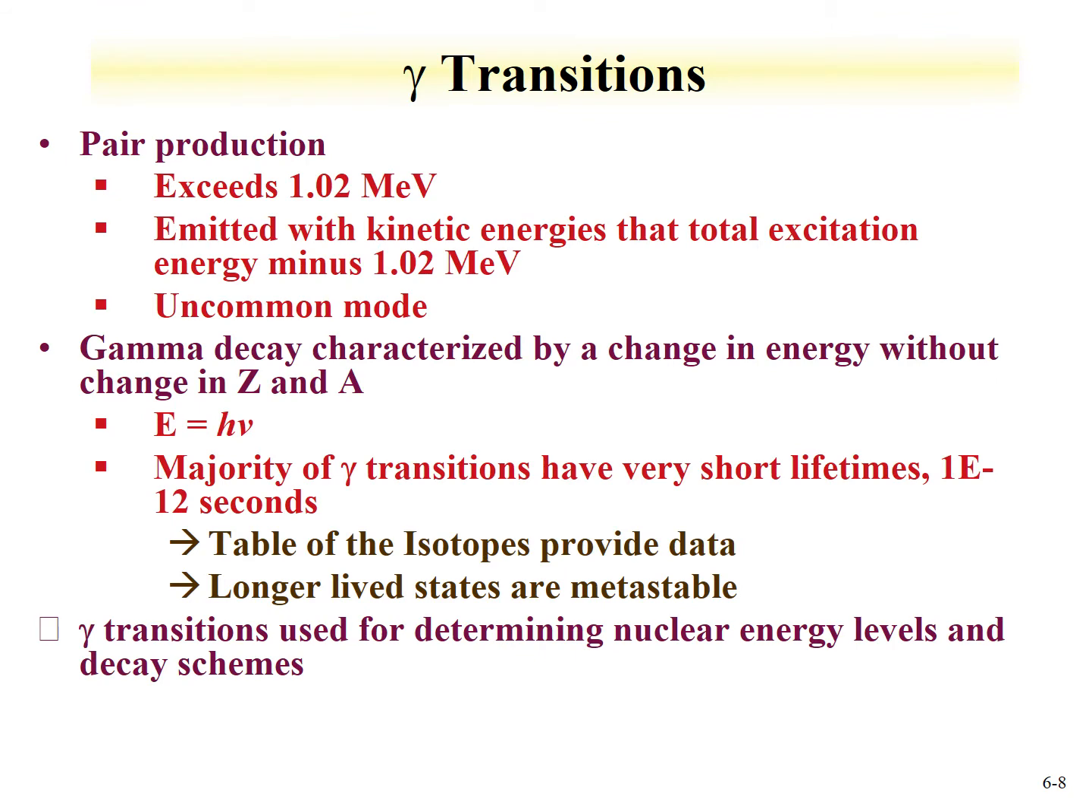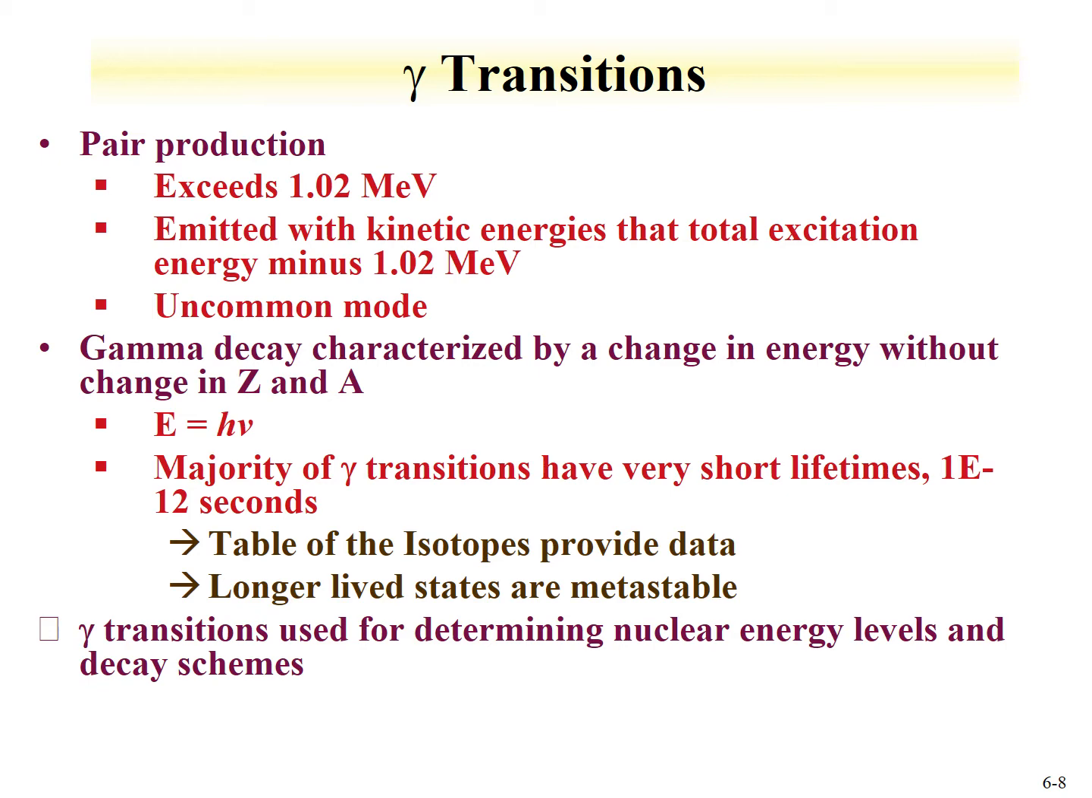So for some of these transitions, we've already discussed gamma decay or the photon emission. Let's talk about pair production, where if it exceeds 1 MeV, this is a relatively uncommon mode. We'll discuss some routes in which it's achievable. But the emitted particles have kinetic energies that total the excitation energy minus 1 MeV. So this 1 MeV goes into producing both a matter electron and an antimatter positron.